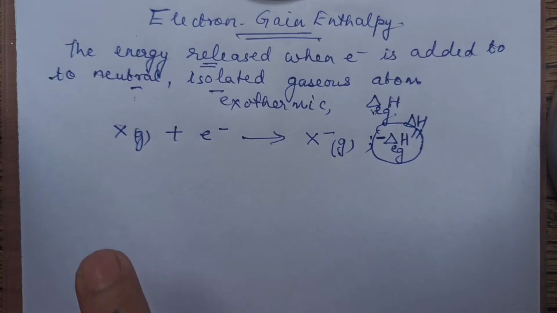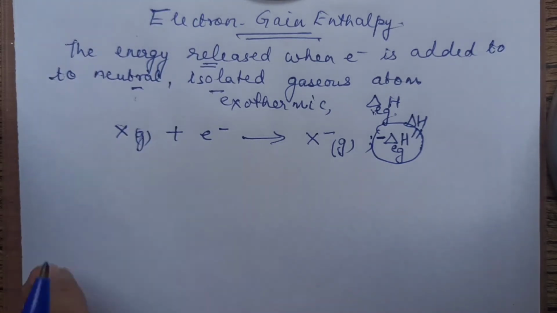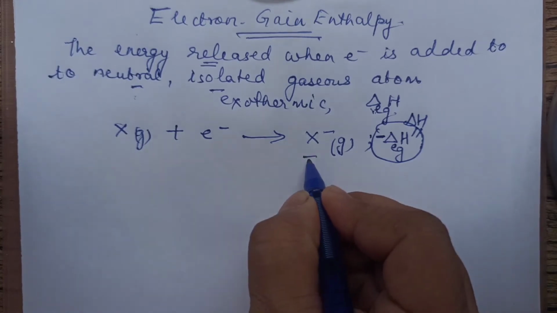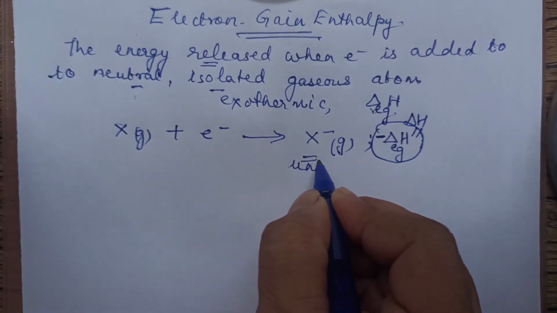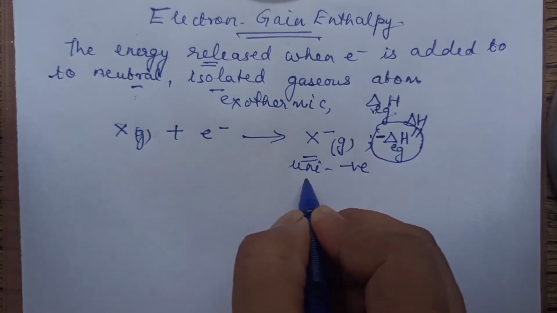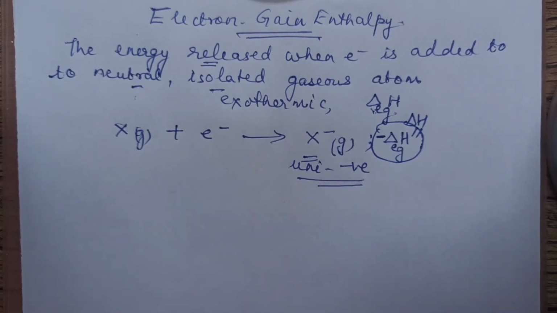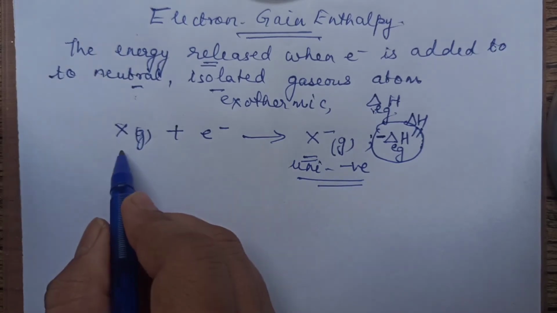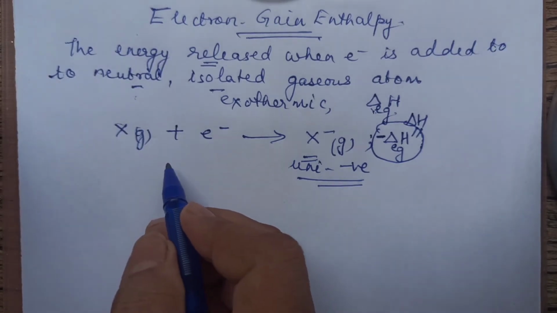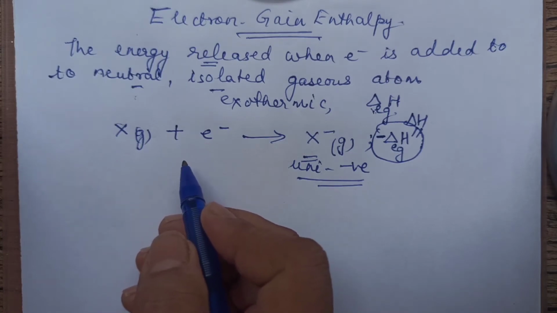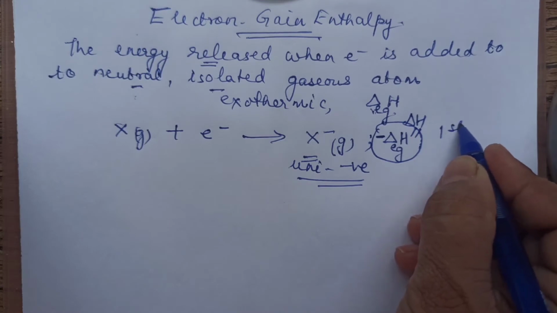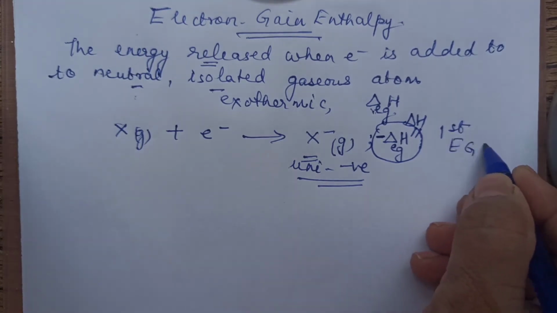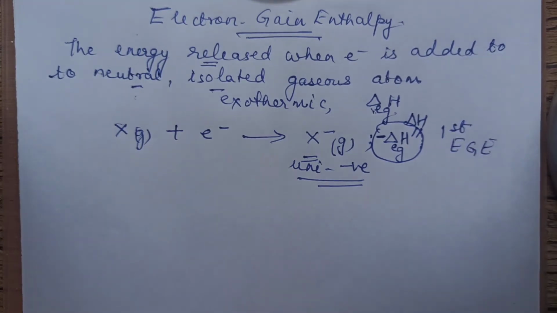So this is the first electron added. When the first electron is added, it is always added to the neutral gaseous atom, and it always results in the formation of a uni-negative ion. So in the process of formation of a uni-negative ion from the neutral atom by addition of an electron, the energy evolved is called the first electron gain enthalpy, because the first electron is added.